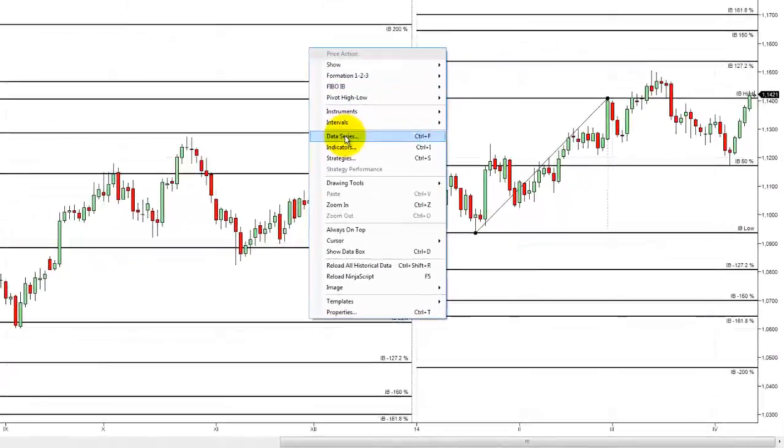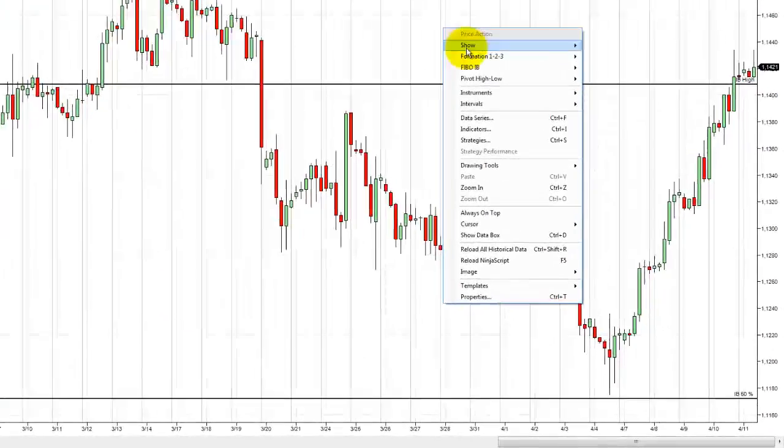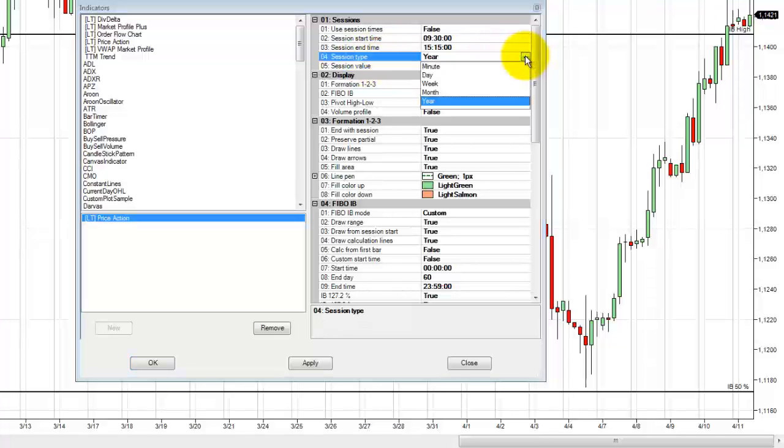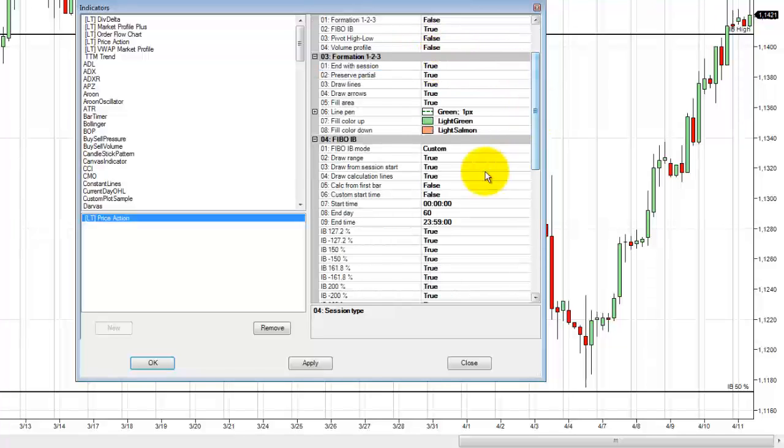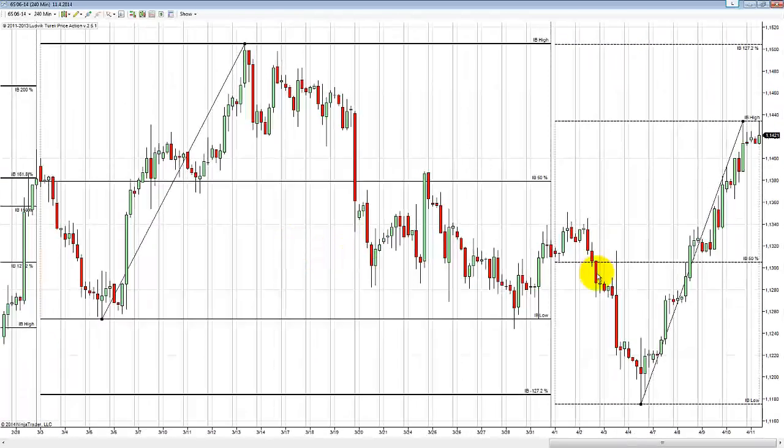So let me change the chart to a 4-hour chart. And now let me change the session type from year to month. So I want monthly IB, and over here I have to select 14 days because the initial balance for the month for me is the first 2 weeks of trading. I leave all the multiples and click OK, and let's take a look. This is the developing IB for this month. We have not traded the first full 2 weeks, so the lines are dashed. Once the first 2 weeks of trading are complete, the lines will become solid, like over here.